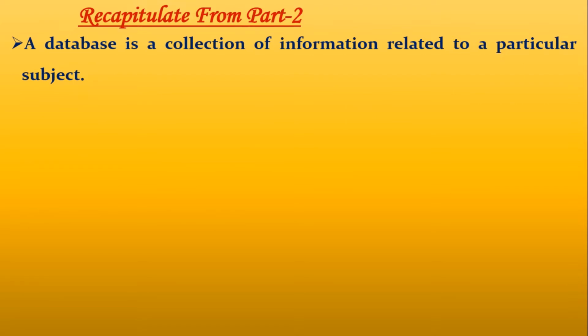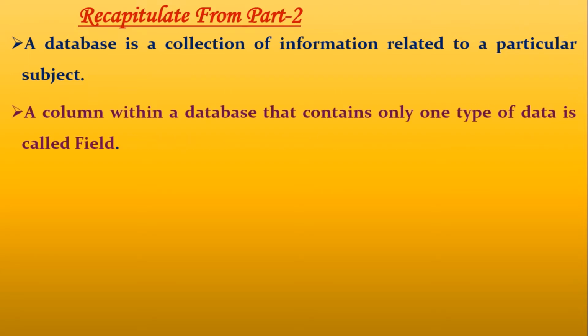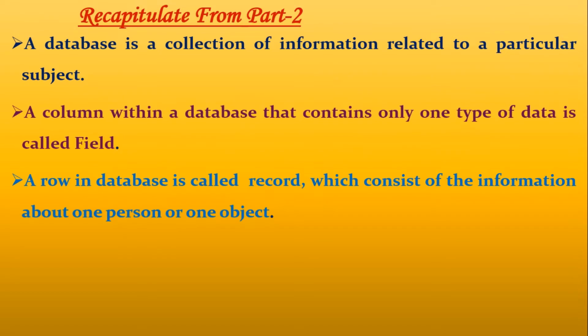A database is a collection of information related to a particular subject. A column within a database that contains only one type of data is called field. A row in database is called record, which consists of the information about one person or one object.